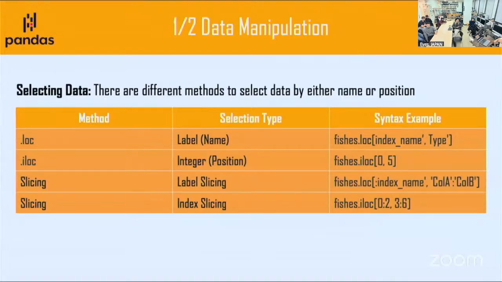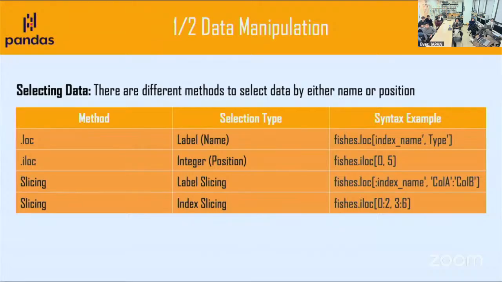So how can I select data? You can select like that. There are different methods that you can use. With loc, you put a label name, for example, from the specific index. For example, the index name, say salmon 1. Give me the type. The type is, I don't know, like tuna, whatever, right? So you have the type.